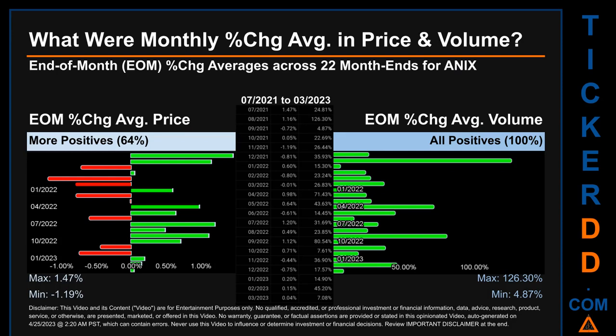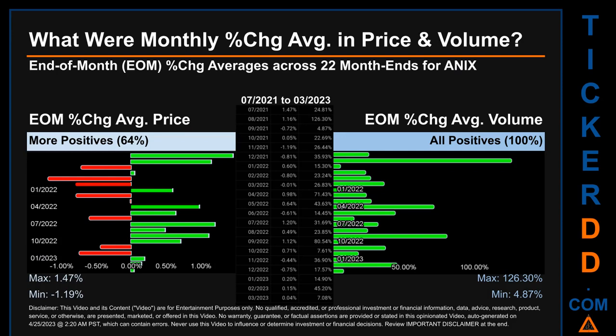From 07/2021 to 03/2023, 14 out of 22 month ends had a positive percentage change in average price. That is 64% of month ends saw a positive percentage change in average price. In terms of volume, 22 out of 22 month ends had a positive percentage change. That is 100% of month ends saw a positive percentage change in average volume.